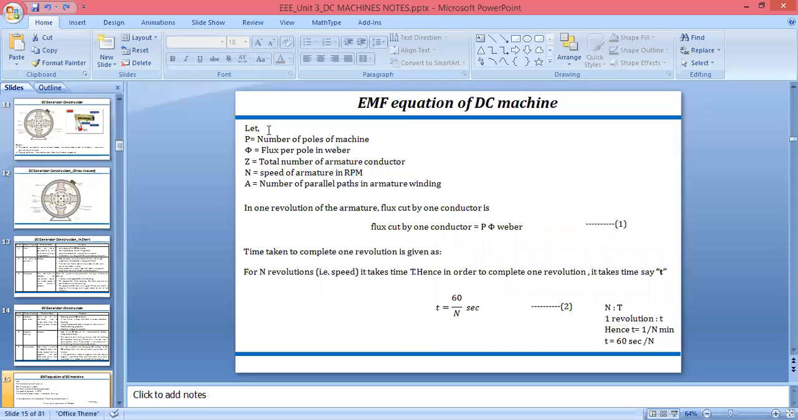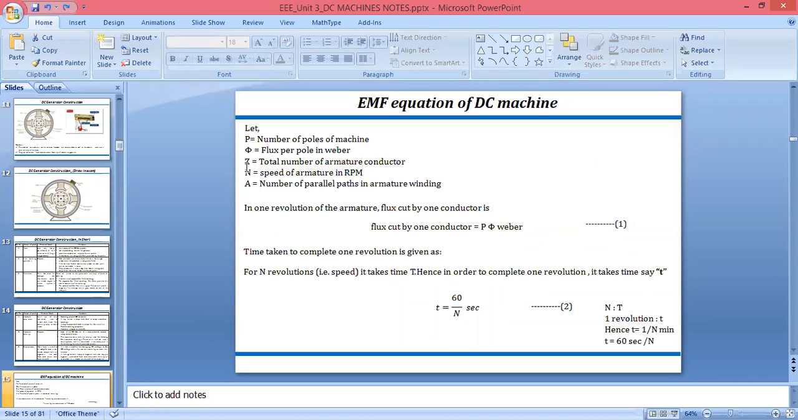Let us consider P as the number of poles of the machine. If you see our DC generator, we are using 4 poles. Then phi. Phi is nothing but the flux per pole, because magnetic flux will be generated, as we are using winding on the poles. So there will be generation of magnetic flux. So we can denote magnetic flux by phi. Z is the total number of armature conductors.